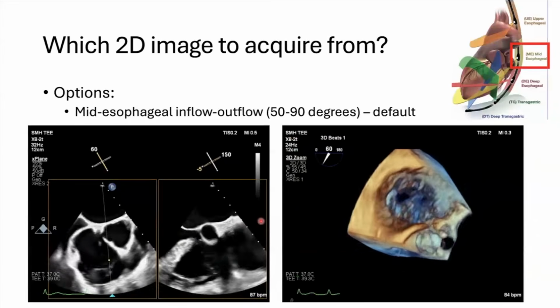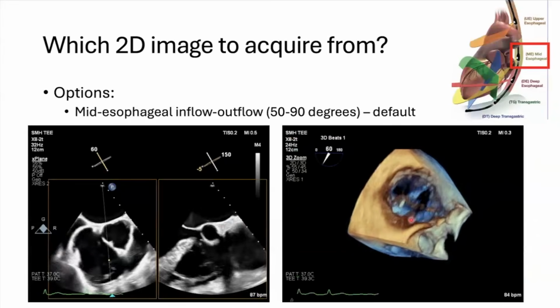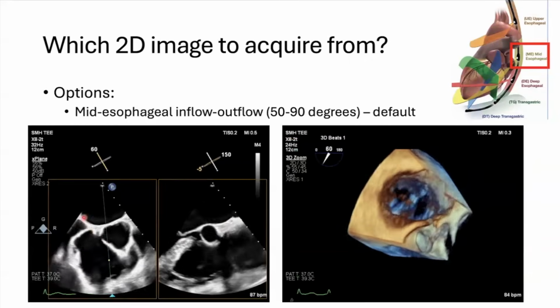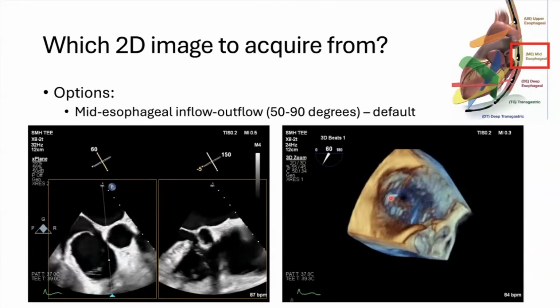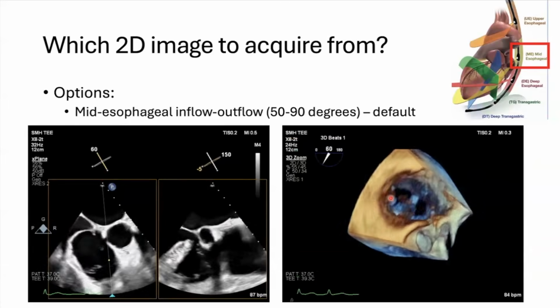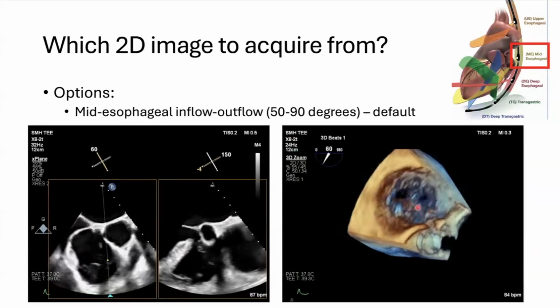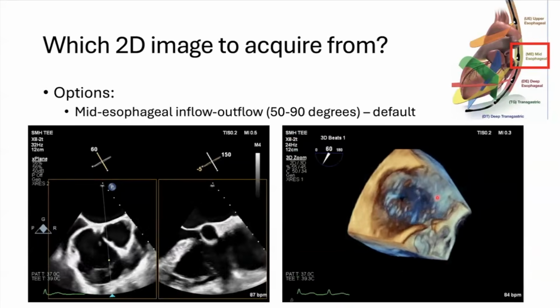When we acquire from the mid-esophageal view, this is an example of that. This is the example where you got a lot of shadowing from the interatrial septum and the aorta. Depending on the patient's anatomy, this may be a problem. You can try to get around this by using your knobs. But if you can't, then this might be just the best 3D image you can produce in this window.